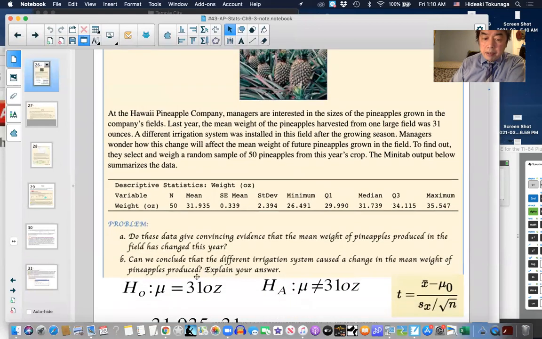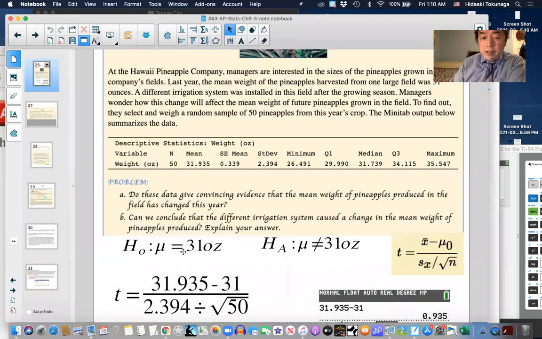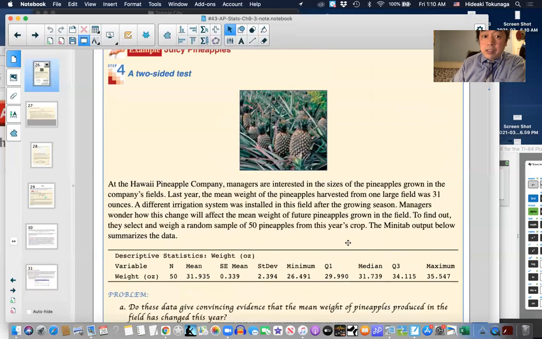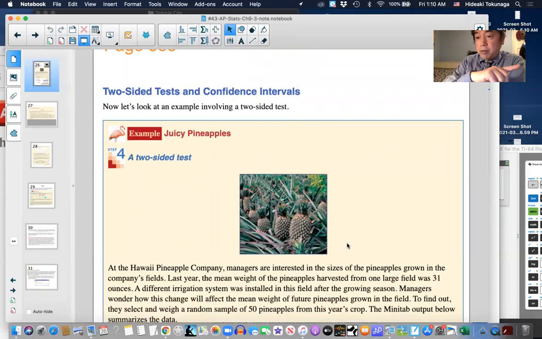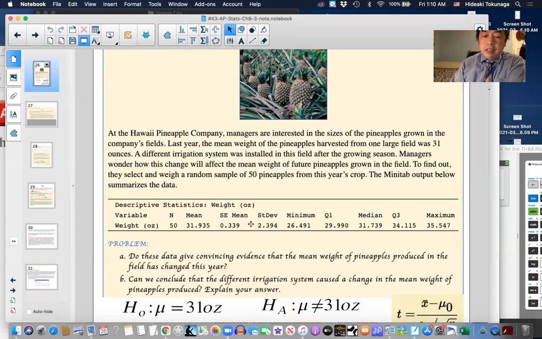We did the hypothesis test during class about 31 ounces. The null hypothesis is that the mean is 31 ounces. The alternative hypothesis is not equal to 31 ounces. So it's a two-sided test, with a tail on the left and a tail on the right, right? So we did this one.